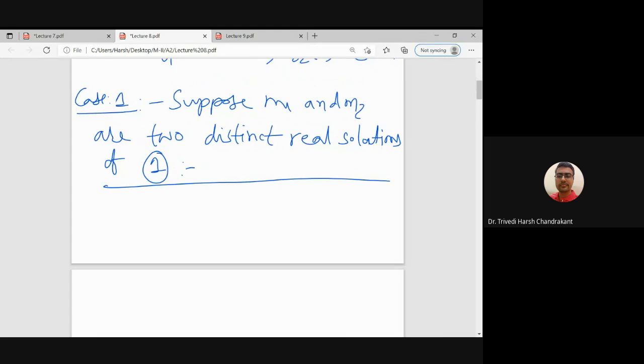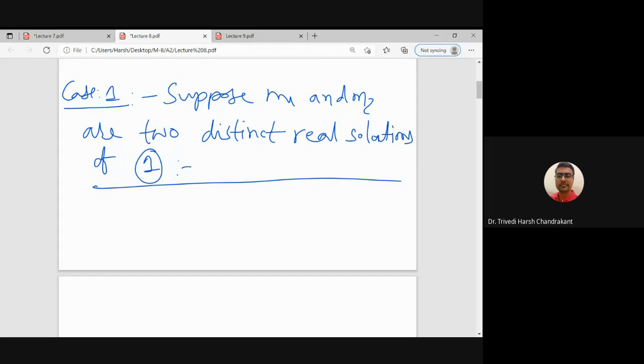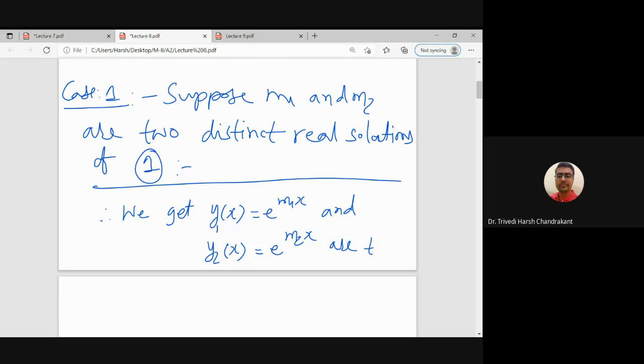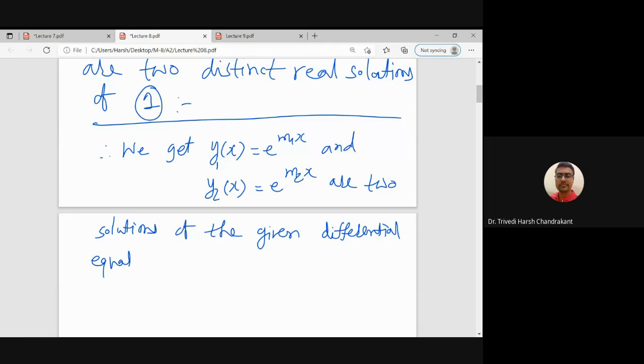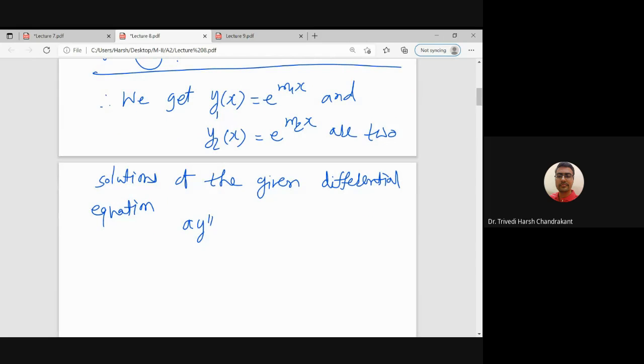Whenever we have two distinct real solutions of this quadratic polynomial, the corresponding solutions we get are y(x) = e^(m1 x), and the second solution we get is e^(m2 x), of the given differential equation. So what is the given differential equation? That is ay'' + by' + cy = 0.